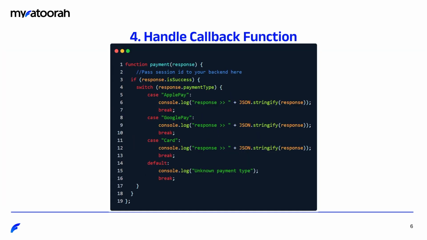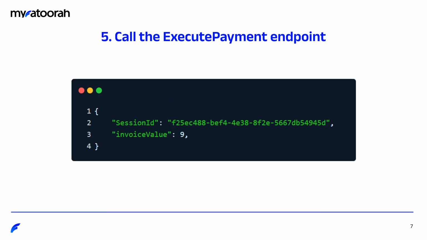Handle the callback function. The callback function enables you to take the next actions after the customer completes the payment steps. After the callback is triggered, you have to send the session ID to the backend to complete the next step. Call execute payment using the session ID.